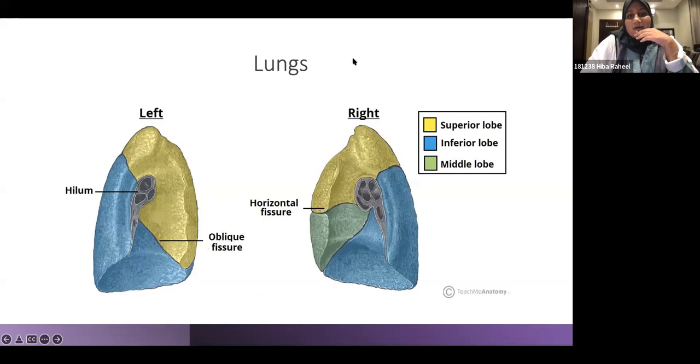Okay, how can you memorize this? Think of it this way. The word right is bigger than the word left. So right has 3 lobes, left has 2. Come up with stupid stuff like this to help you memorize.